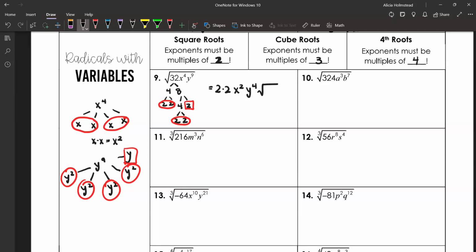And then inside, we had a 2 that needs to remain inside, and then there was 1 y left over. Simplifying that, we get 4x squared y to the 4th square root 2y.